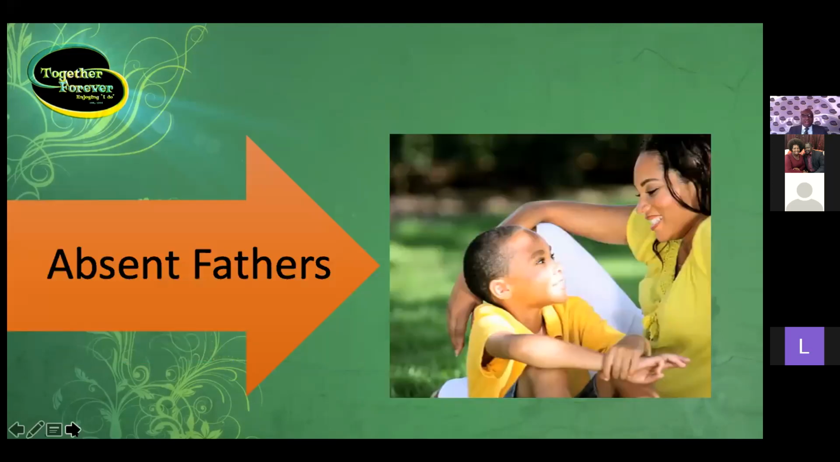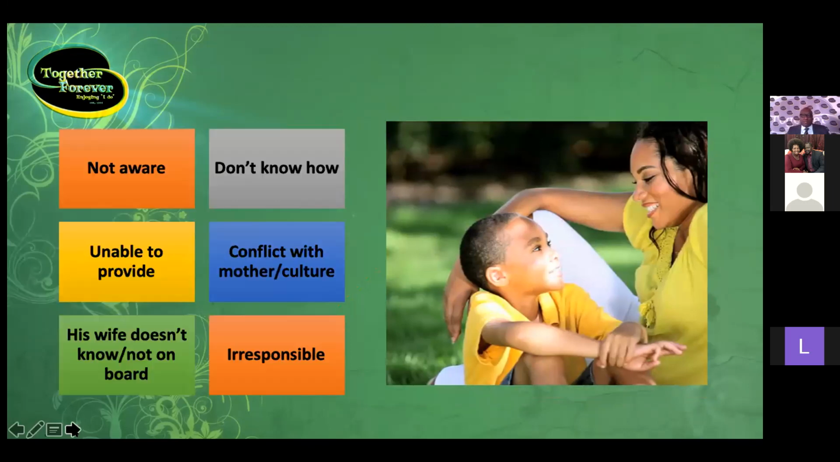Then we have absent fathers. Absent fathers come in different stripes. They come in different ways. We have absent fathers who are not aware that they are fathers. The mother fell pregnant, decided, for whatever reason, and so the man does not even know.